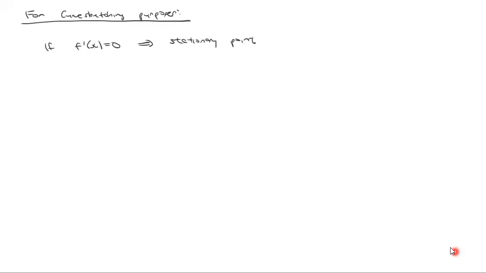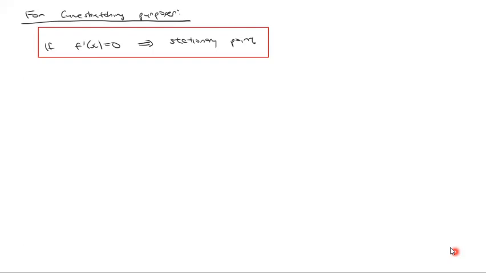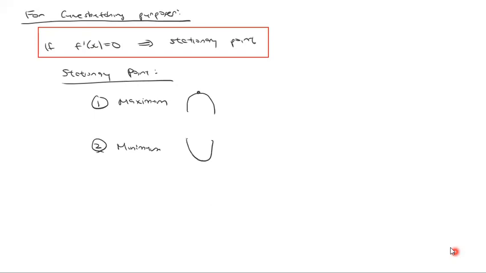All right, well, that's true, but your stationary points have three situations. It could be a maximum, which would look something along the lines of this. It could be a minimum, which would look something along the lines of this. Or you could have what's called a horizontal point of inflection, which would look along the lines of something like this.